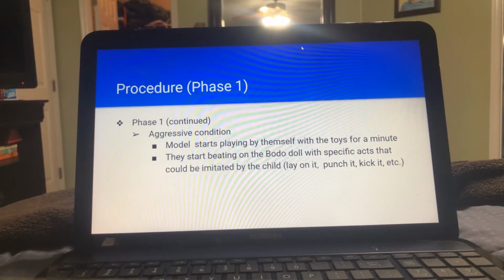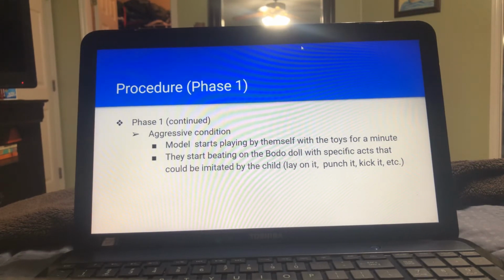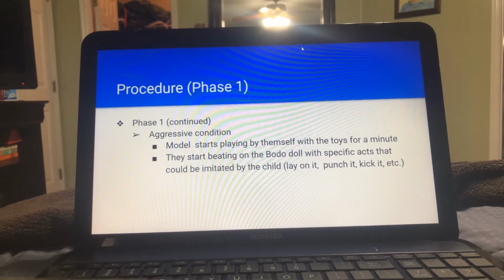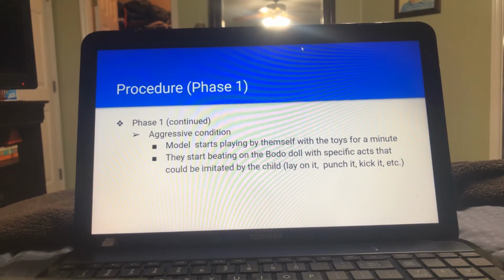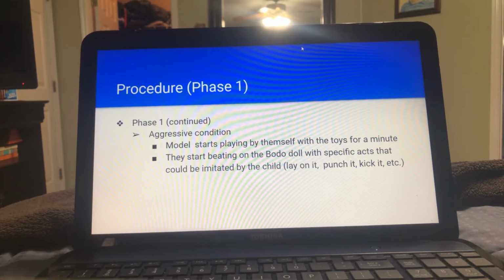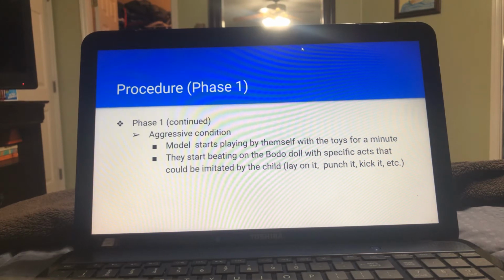Also in phase 1, the aggressive condition, models started playing by themselves with the toys for 1 minute, and then they started beating on the Bodo doll with specific acts that could be imitated by the children, including laying on it, punching it, kicking it, and they were also displaying verbal aggression such as phrases like boom and pow.